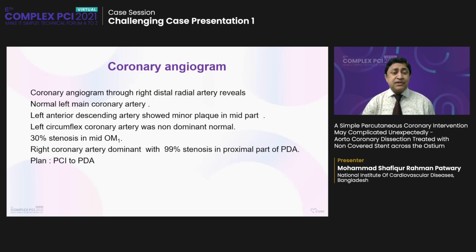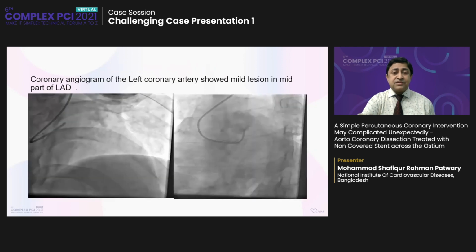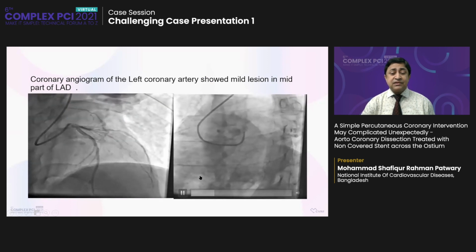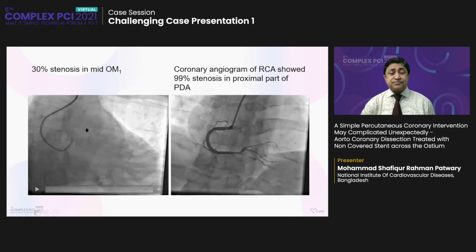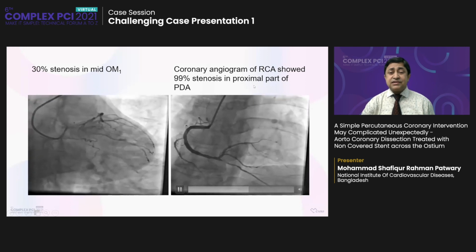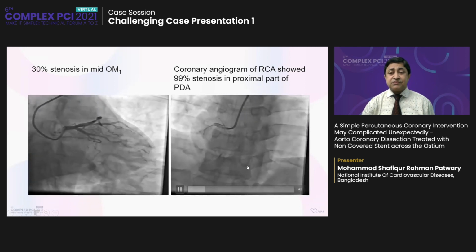The coronary angiogram reveals a normal left main coronary artery, and there is a minor plaque in the mid part of the LAD. The LCX is normal and non-dominant, and there is a 30% stenosis in the mid OM1. The right coronary artery is dominant, and there is a 99% stenosis in the proximal part of the PDA, and we planned for PCI to the PDA. This coronary angiogram shows a mild lesion in the LAD, then OM1 has a 30% stenosis in the mid part, and the RCA has a 99% stenosis in the proximal part of the PDA.